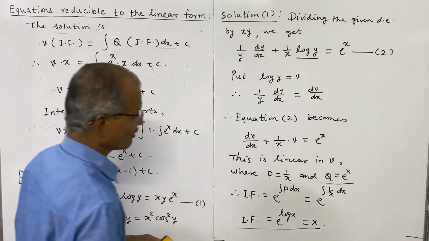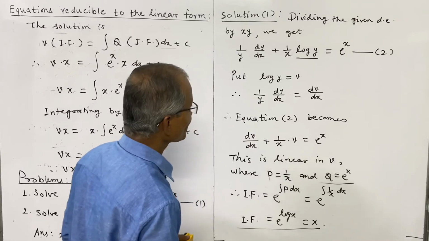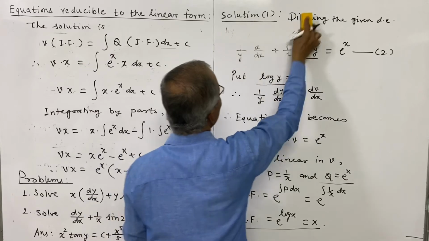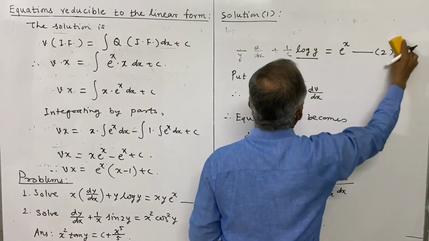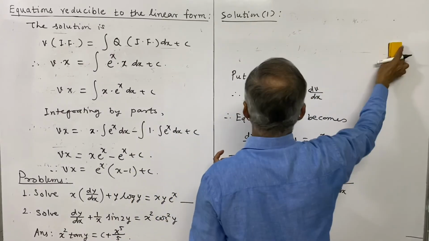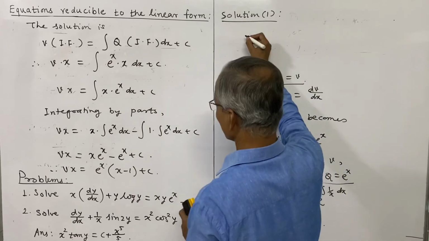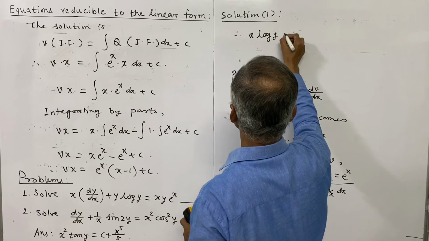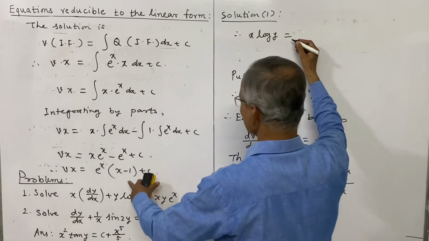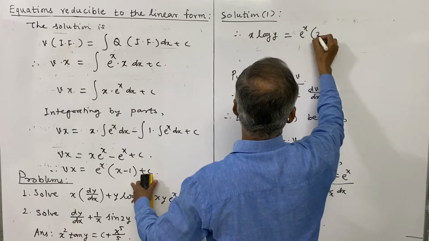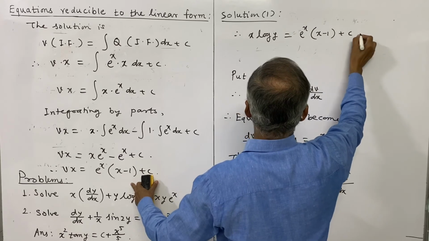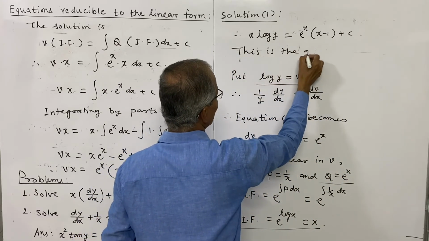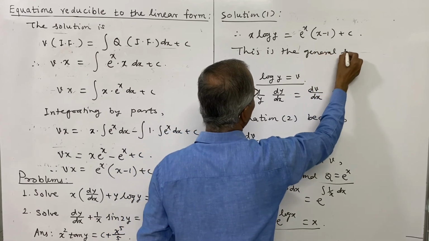Finally, we put the value of v. What is the value of v? We have here log y. So therefore this will be log y into x, or therefore x log y is equal to, right side is e to the power x, x minus 1 plus c. This is the solution, or this is the general solution of the given equation.